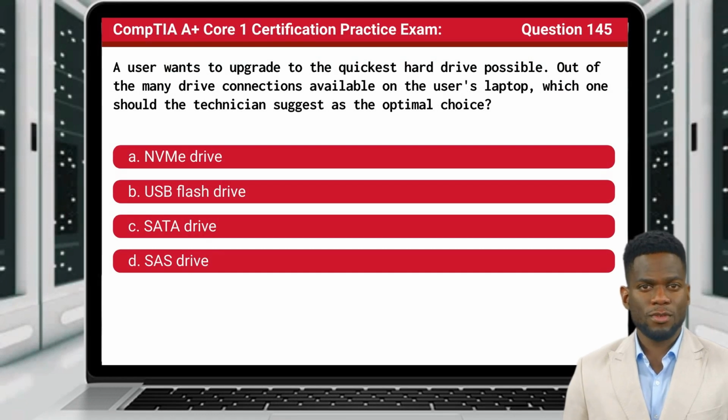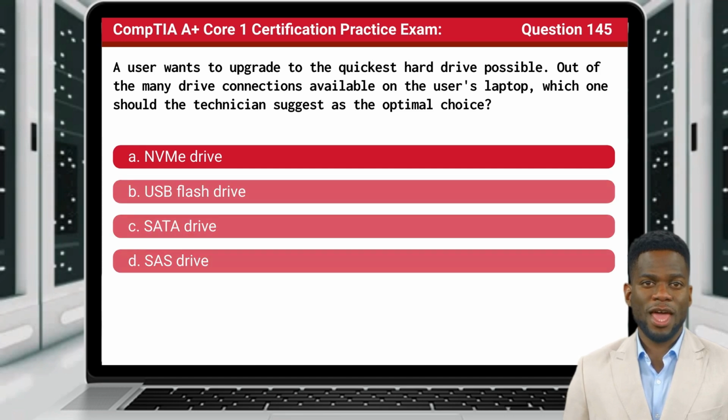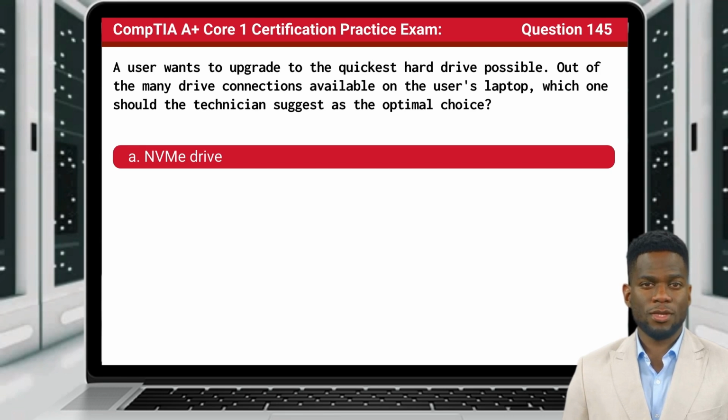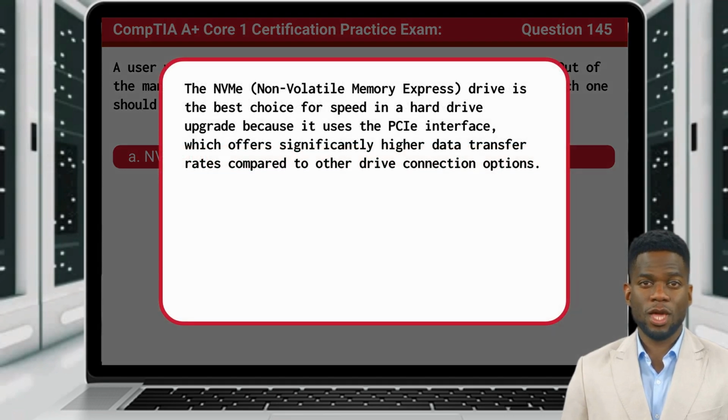Question 145. A user wants to upgrade to the quickest hard drive possible. Out of the many drive connections available on the user's laptop, which one should the technician suggest as the optimal choice? The answer is A. NVMe drive. The NVMe drive is the best choice for speed in a hard drive upgrade because it uses the PCIe interface, which offers significantly higher data transfer rates compared to other drive connection options.